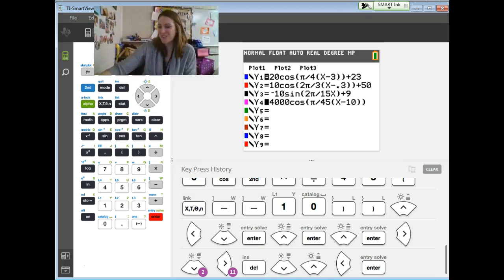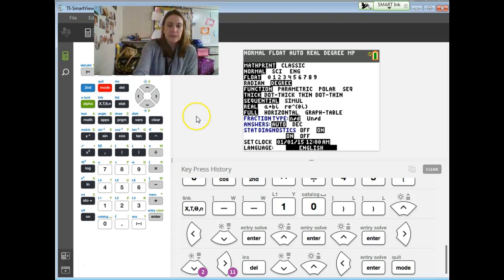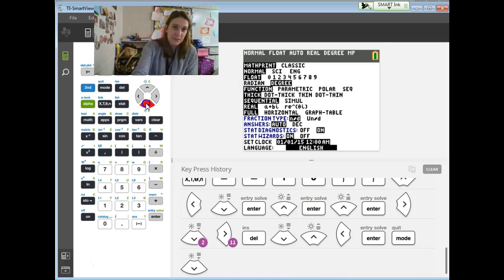Okay. So when I play with the window a little bit and zoom trig, I'm only going to be graphing the function that I'm actually talking about today. So what I would like you to do is let's go to mode for a moment. We have to think about what mode we have to be in. And I'm measuring in radians. So can you make sure that you too are in radians?